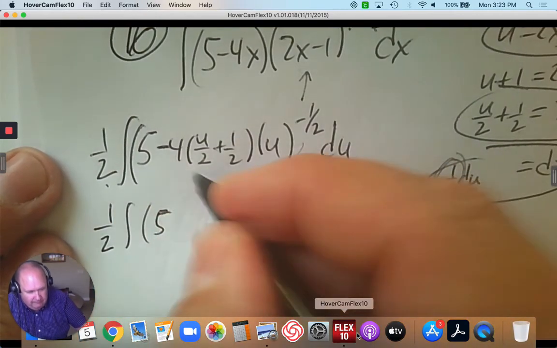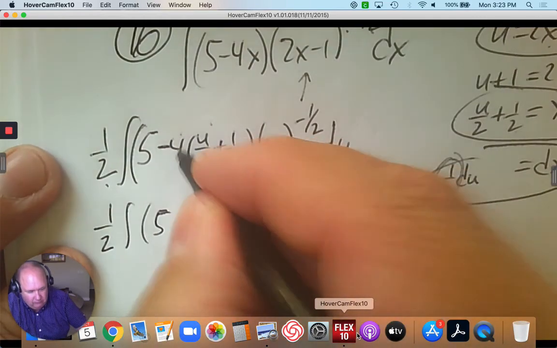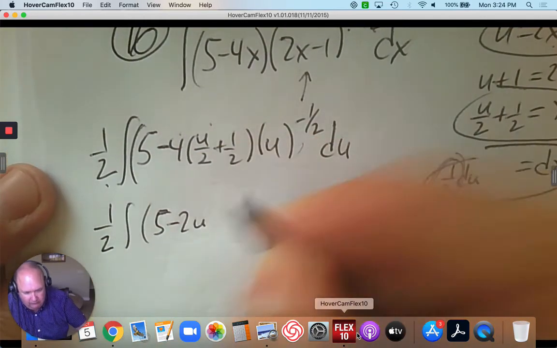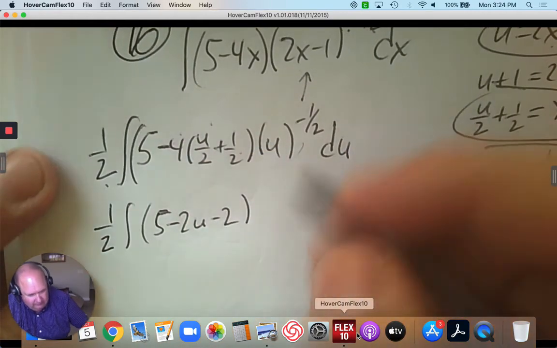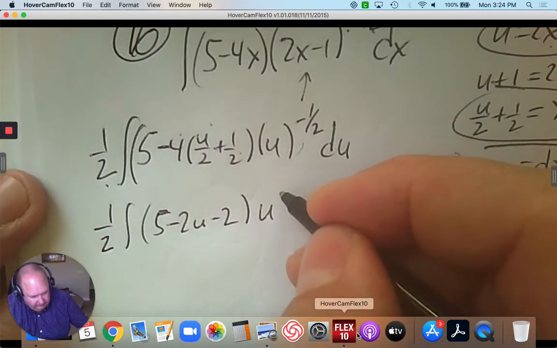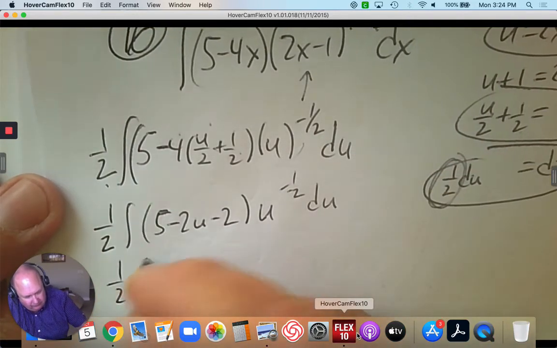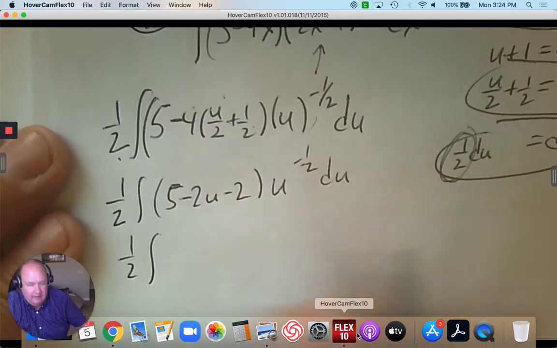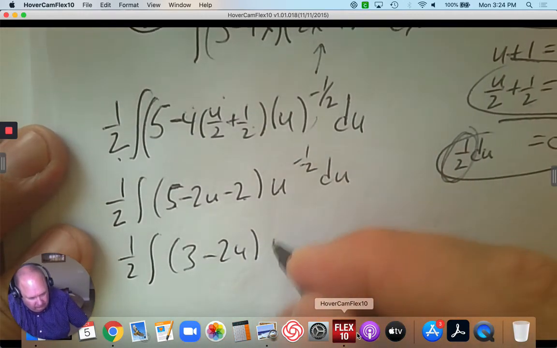So first step is inside that first parentheses. I'm going to distribute. So 2 goes into 4 twice, so that's minus 2u. And half of negative 4 is negative 2. So that's nice. The next thing I'm going to do is combine like terms inside. So 5 take away 2 is 3 minus 2u.